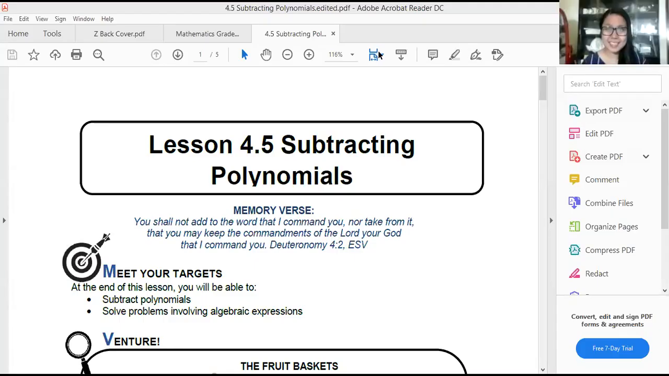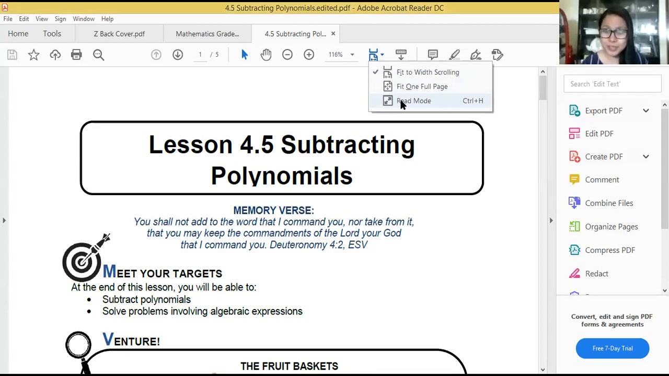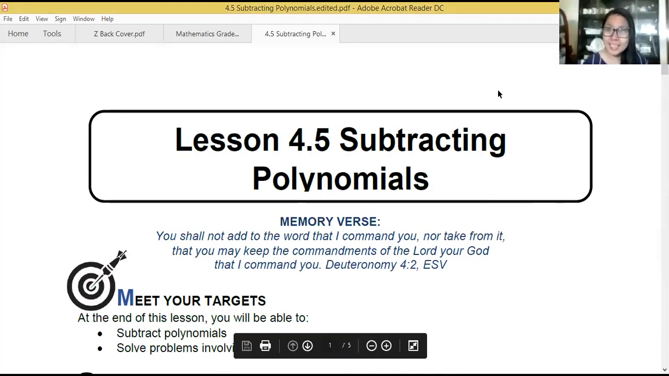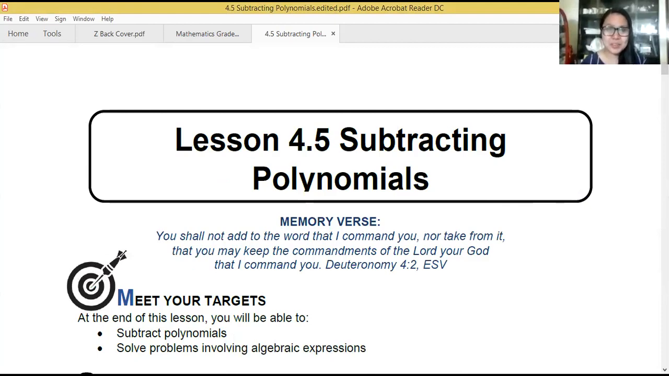Our lesson today is about subtracting polynomials. And our memory verse is found in Deuteronomy 4 verse 2. It says, "You shall not add to the word that I command you, nor take from it, that you may keep the commandments of the Lord your God that I command you." At the end of our lesson today, you'll be able to subtract polynomials and solve problems involving algebraic expressions.